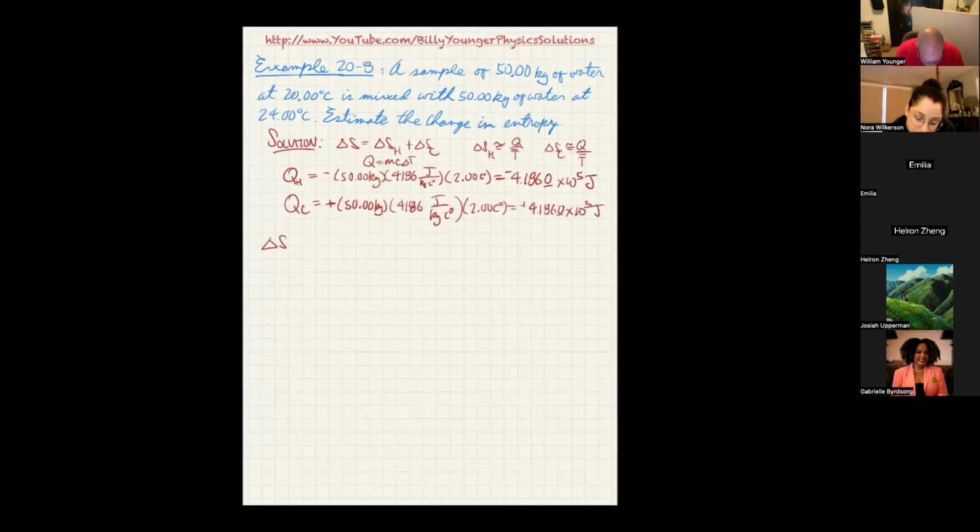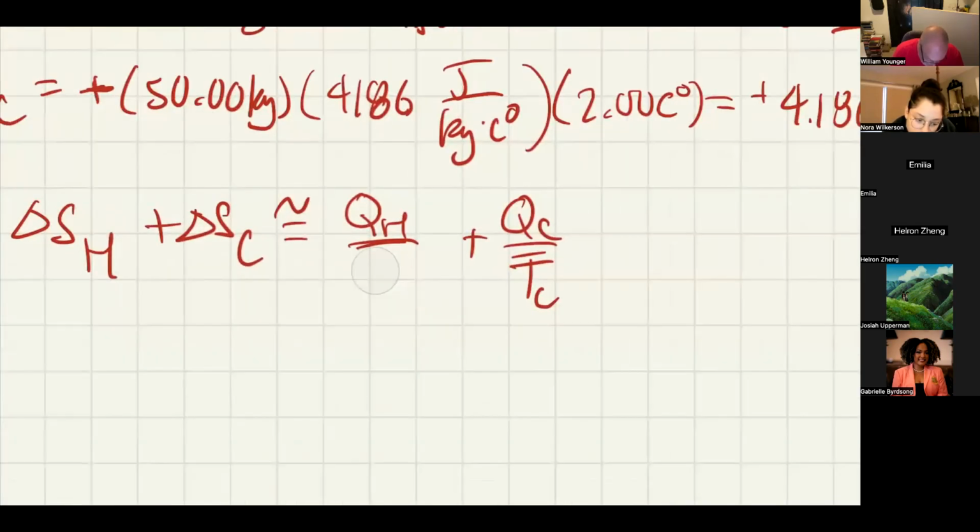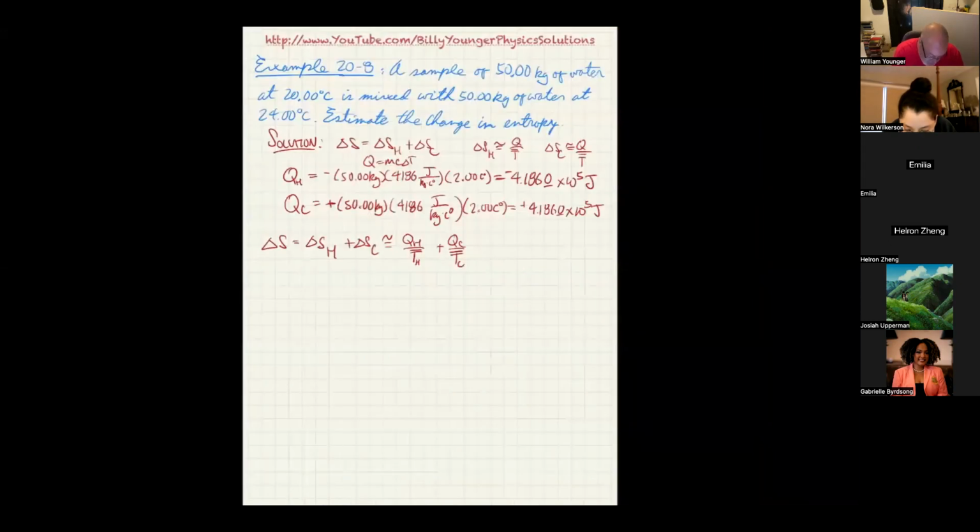But here's the kicker. The delta S is delta S hot plus delta S cold, which I'm going to say is approximately equal to Q hot over T average for the hot plus Q cold over T average for the cold. Let me make sure that it's easy to see that I'm averaging. So I'm going to put T hot and then put a bar over it like that. Remember, the bar means the average. So when I do that, I get negative 4.1860 times 10 to the fifth joules, and that should be just plain joules, not joules over anything.